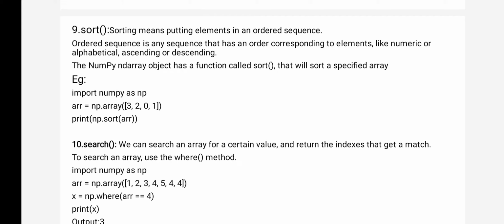In the arr array, how many elements do we have? 4 elements. That will be sorted in order and displayed, because I have included this function inside the print statement. So, when you print this, what will be your output? 0, 1, 2, 3. Whatever elements are there will be printed in sorted order.